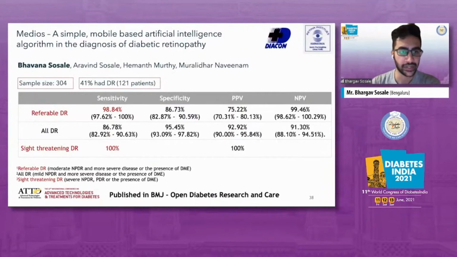We did another study with 304 patients with Dicon Hospital in Bangalore. And here we saw that the sensitivity for referable DR was 98.84%, and sensitivity for sight-threatening DR was 100%. This was actually presented at ATTD in Berlin 2 years ago, and it was also published in BMJ, British Medical Journal, last year.